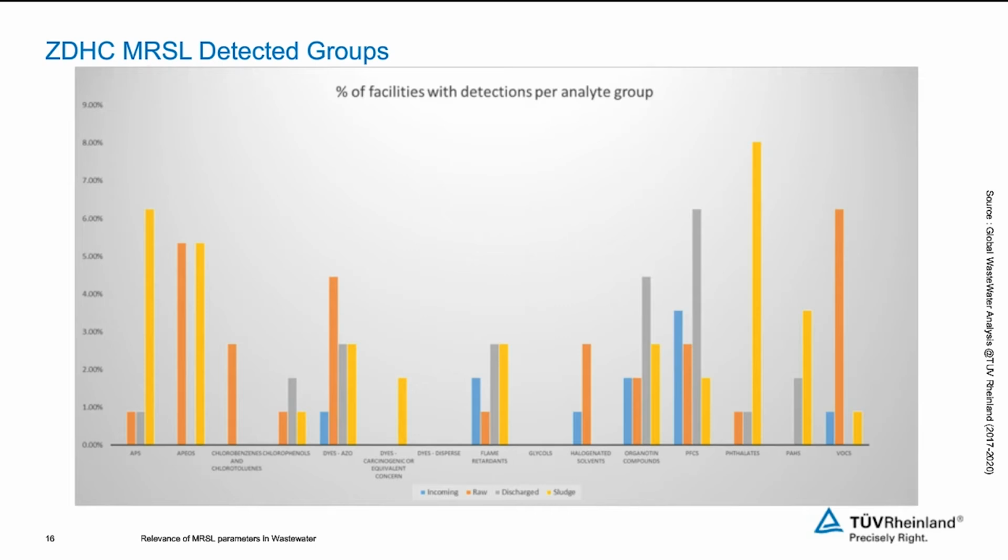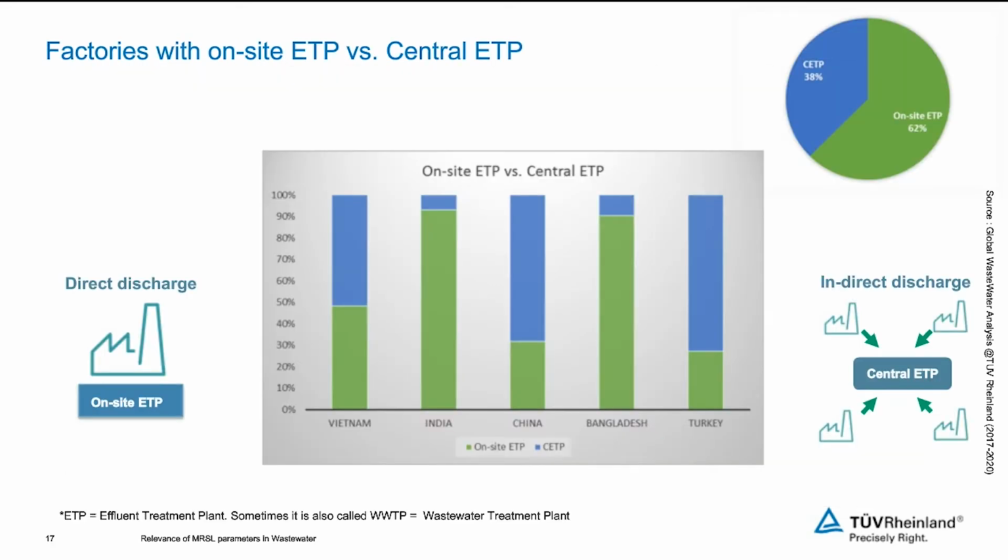When we compare factories in different countries with on-site ETP and central ETP, based on the graphical presentation of 5 different countries, it shows India and Bangladesh having more on-site ETP facilities as compared to central ETP facilities, and Vietnam, China, and Turkey having more central ETP facilities as compared to on-site ETP facilities.